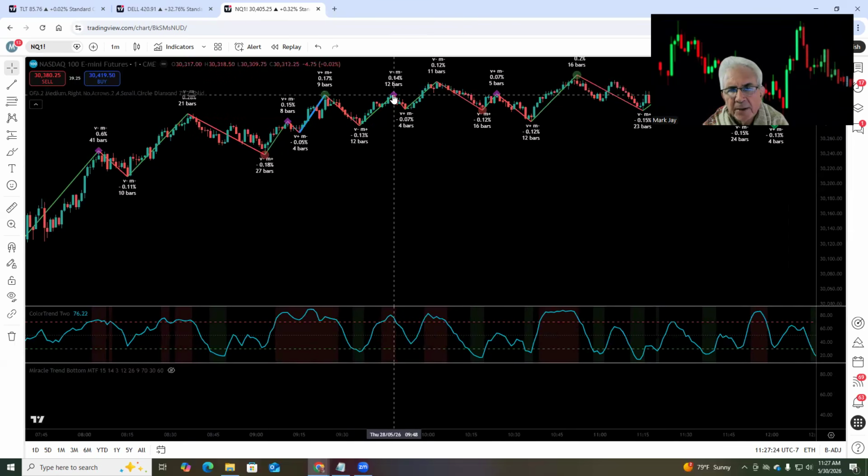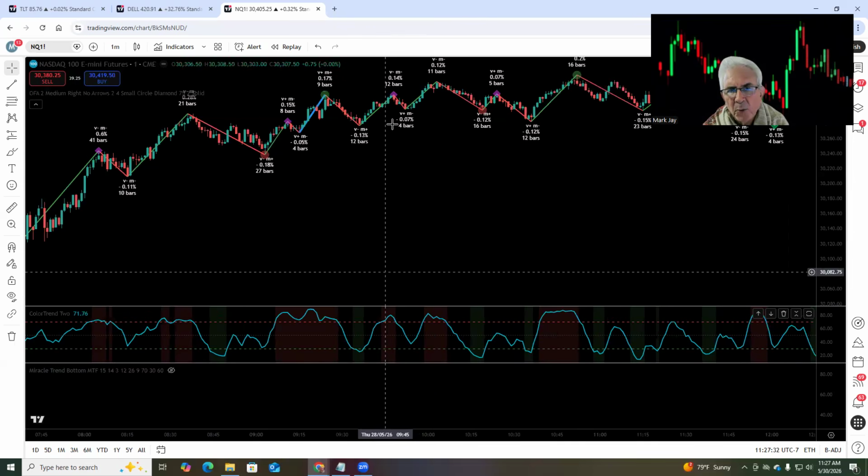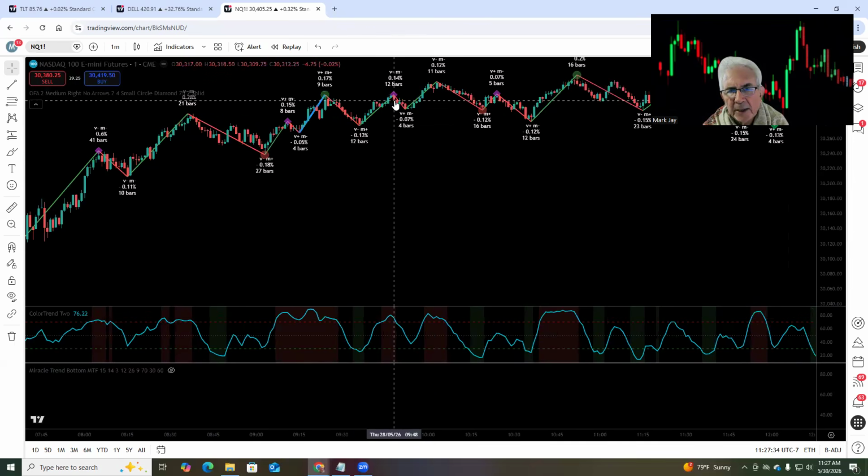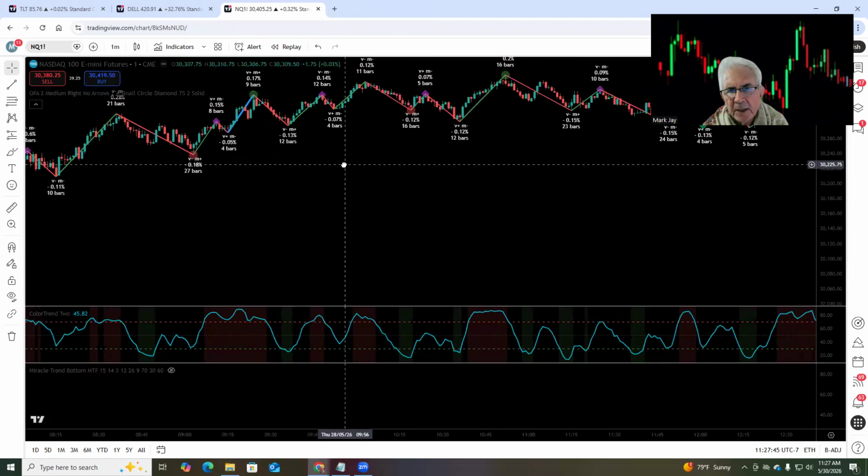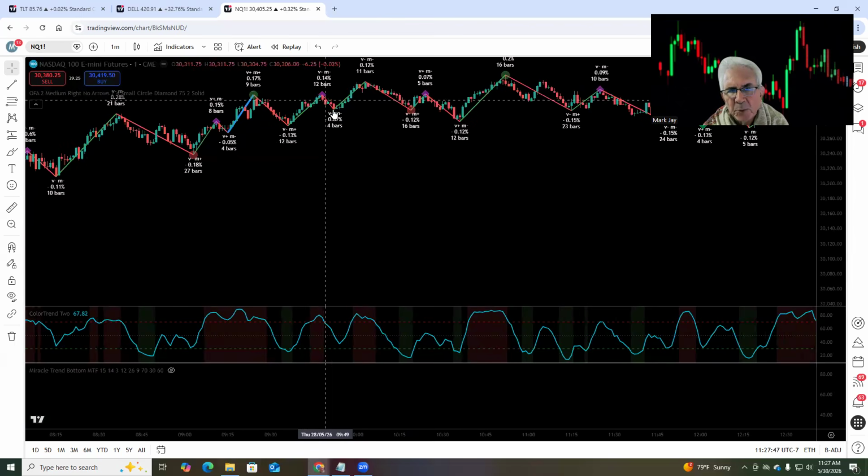Here's a short that occurred just at the edge of our oscillator down here. And be aware that when you take a trade and the oscillator color just turns neutral or black, it's not the best trade, okay? There could be anything happening. And that's what happened here. It was a very short-lived trade.